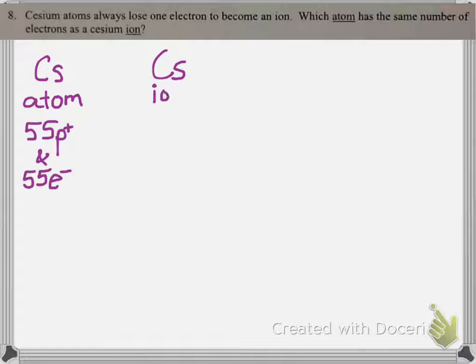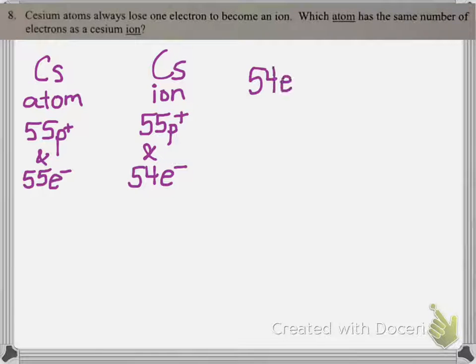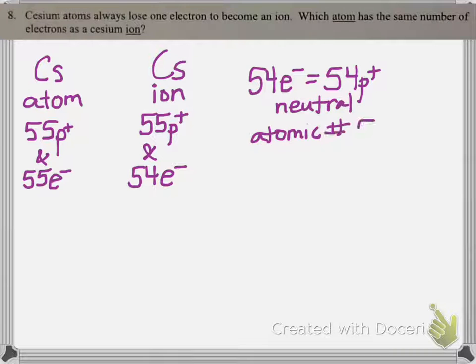Cesium as an ion still has to have 55 protons because that's what makes it cesium, but they tell us that it's going to lose 1 electron, so it's going to have 54 electrons. So we want to know what atom has the same number of electrons as a cesium ion. Well, if it has 54 electrons and it's neutral, that means it has to have 54 protons. And so atomic number 54 is xenon.